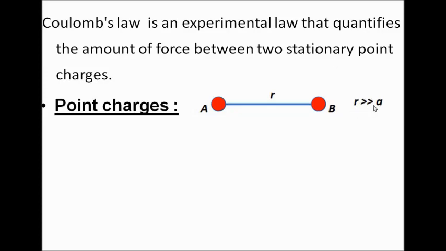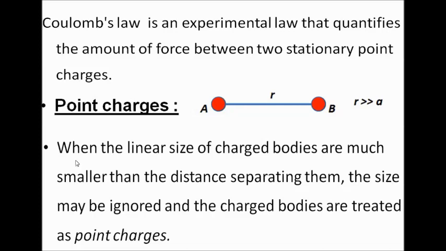Under this condition, that is, if the distance separating them is very much greater than the size of the charged bodies, we can treat A and B as point charges. So by definition, we can say: when the linear size of charged bodies is much smaller than the distance separating them, the size may be ignored and the charged bodies are treated as point charges. Clear? So Coulomb's law helps us to calculate how much force is acting between two static point charges.